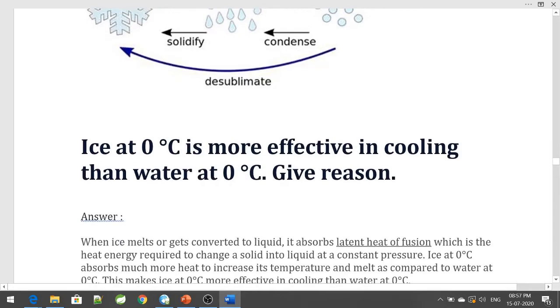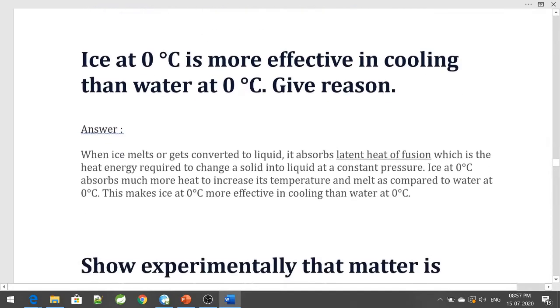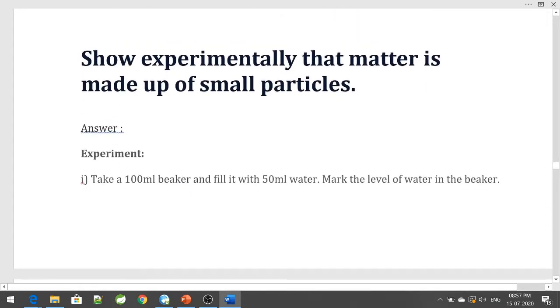So these are the other questions of Matter Around Us, class 9th, chapter 1. Show experimentally that matter is made up of small particles. How can we show this? Take a 100 ml beaker and fill it with 50 ml water.